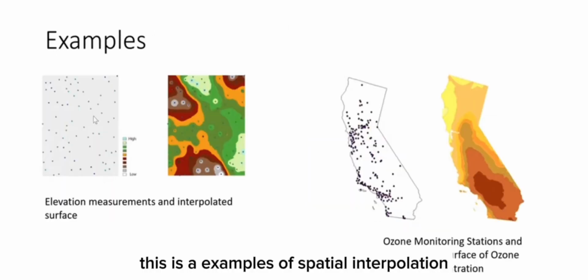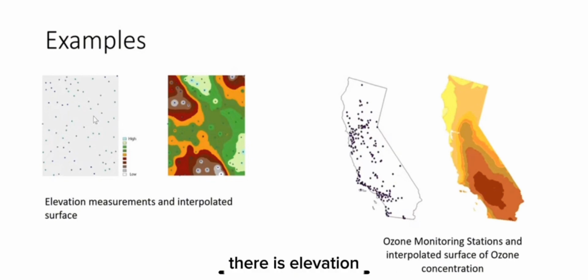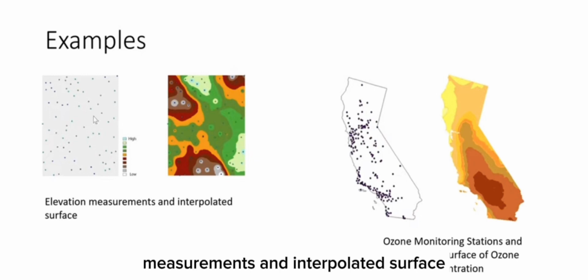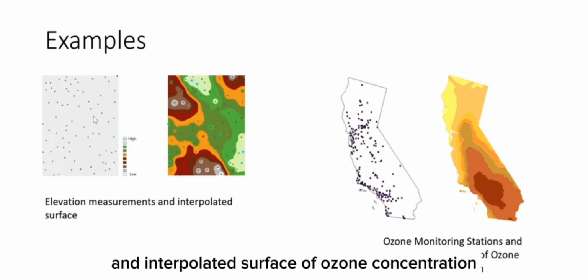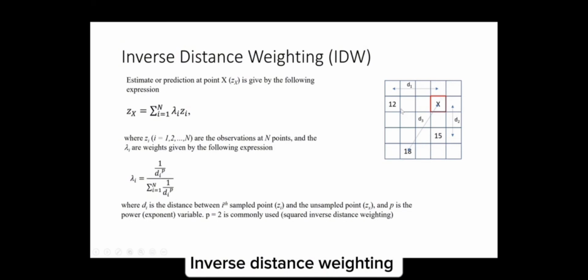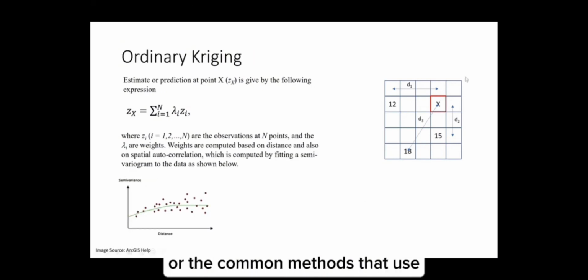These are examples of spatial interpolation. As you can see, there are elevation measurements and an interpolated surface. And at the right are ozone monitoring stations and an interpolated surface of ozone concentration. Inverse distance weighting and ordinary kriging are the common methods used for spatial interpolation.